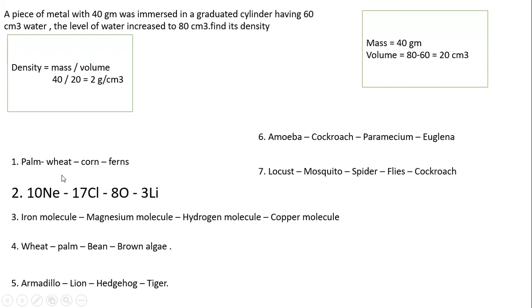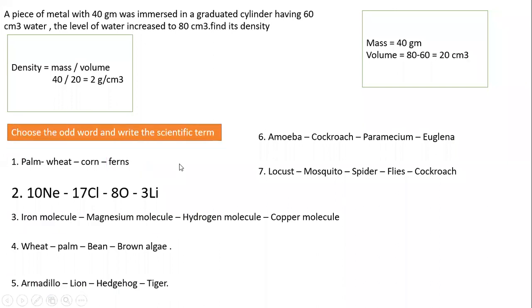So this question needs more awareness. Palm, wheat, corn, fairness. So I have here fairness. Yes, reproduced by spores. So here it will be fairness, because fairness is reproduced by spore. Okay. So it will be fairness. Yeah. Because reproduced by spore here.